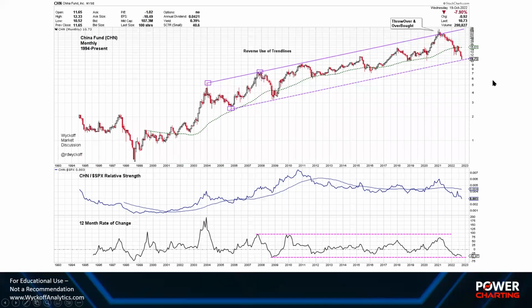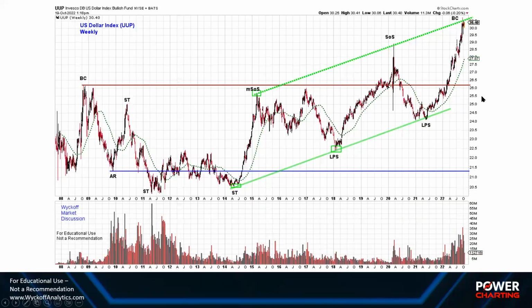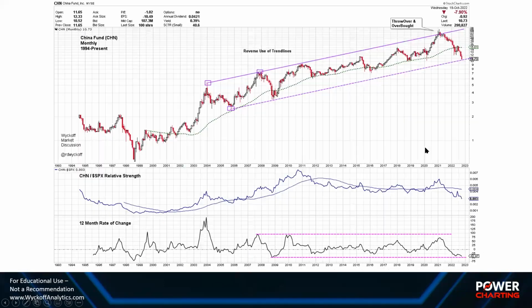Here's the China fund. Oh, let's go back and let me point out this low right here was at the beginning of 2021. So the low in the dollar, which had a distribution count that went right to that level, which was also a beautiful demand line. That level right there at the beginning of 2021 kicked off this monster rally in the dollar.